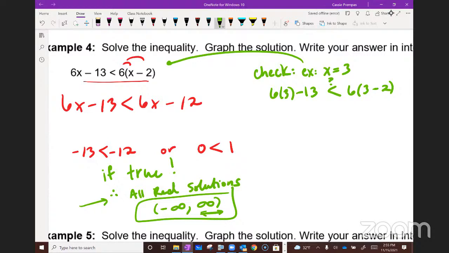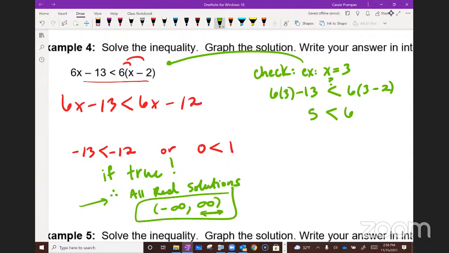6 times 3 is 18. 18 minus 13 is 5. Is 5 less than 16? Did it make the inequality true? Yes. Is there any real number that you could have given me that would not work? No, because this is a true inequality.